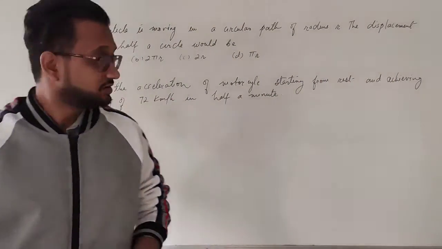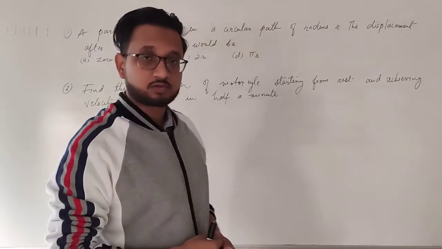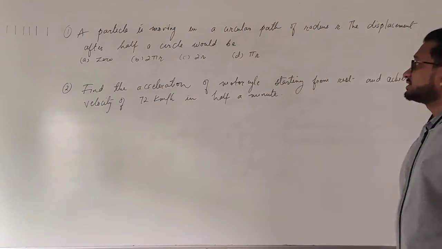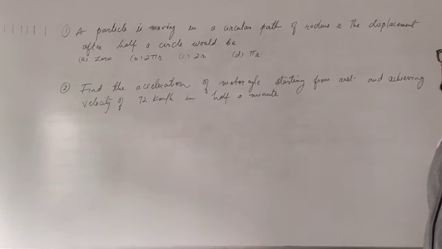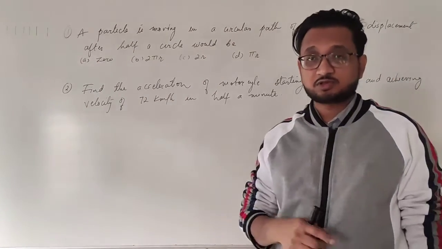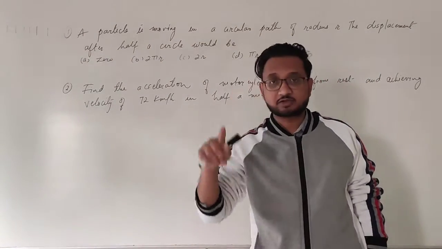So let's begin. The first question for today is actually an MCQ. A particle is moving with a circular path of a radius r. The displacement after half a circle would be. So we are supposed to find the displacement of a particle moving in a circular path.